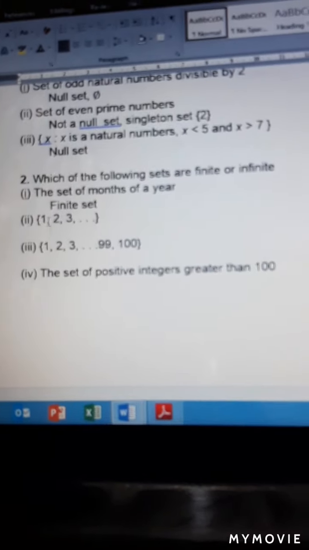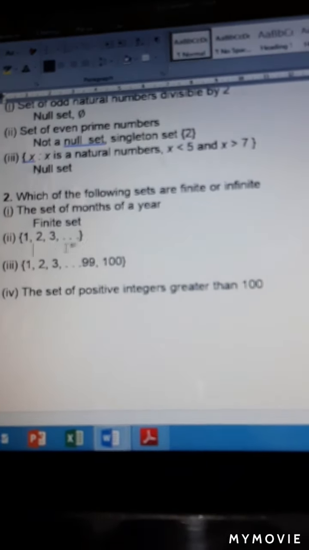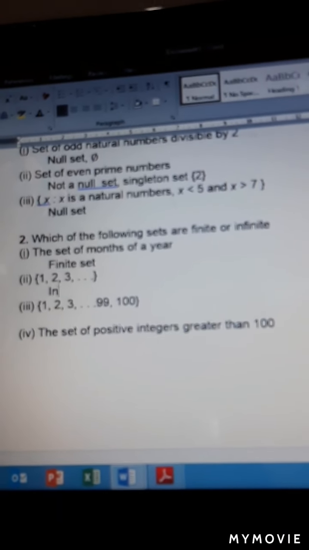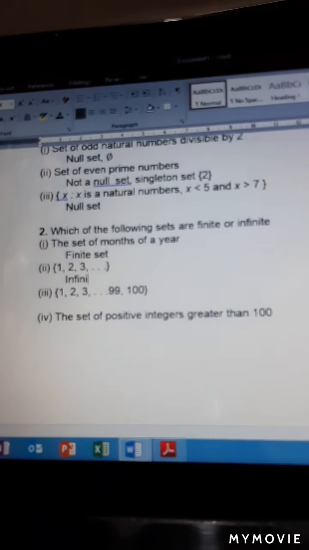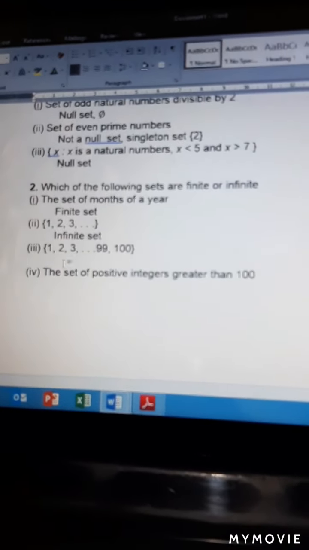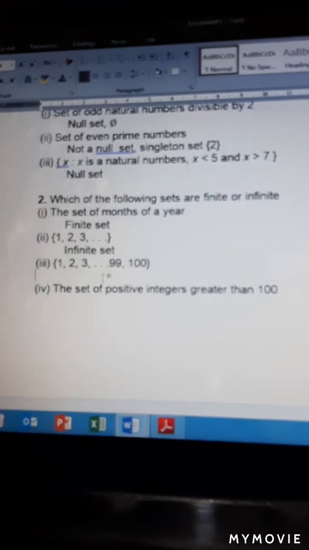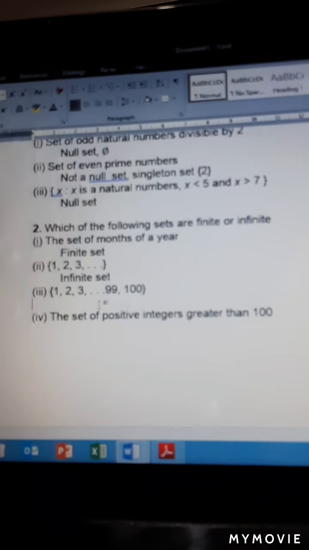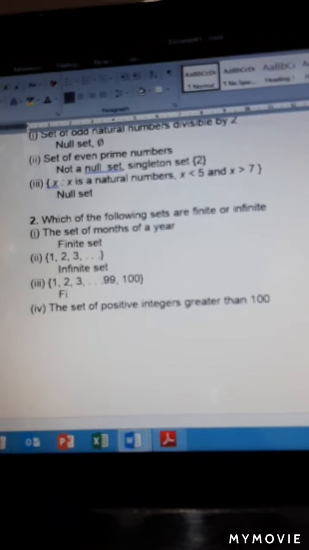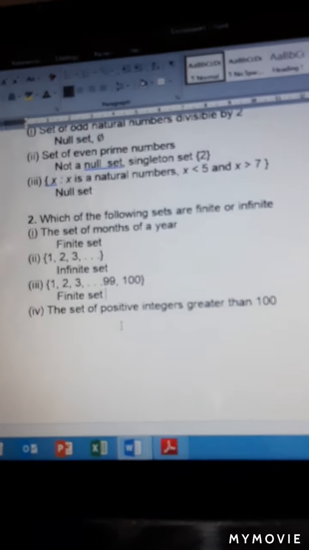The next example is 1, 2, 3 and so on. Dot dot dot, these 3 dots indicate that it goes on, never ends. So this is an infinite set. It never ends. Next, obviously 1, 2, 3, up to 99, 100. So it has a fixed number of elements here, which is 100. So this is an example of a finite set.